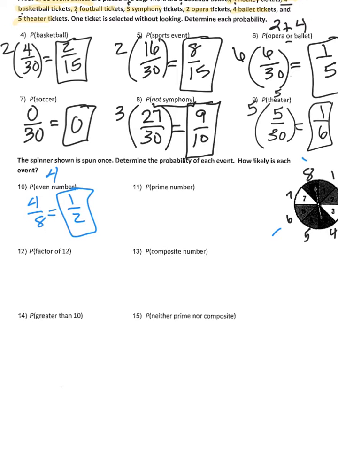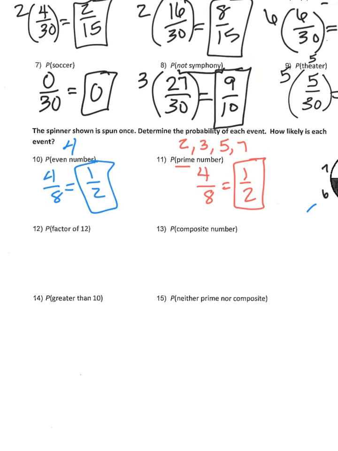Prime numbers. Okay. Prime numbers, remember, are numbers that only have 2 factors, being 1 and the number itself. And that does not include 1. After much confusion today, does not include 1. So our prime numbers on this one should be 2, 3, 5, and 7. So 1, 2, 3, 4. So there's 4 prime numbers out of 8 numbers. Same thing. There's a 1/2, 50% chance that I'll pick a prime number.